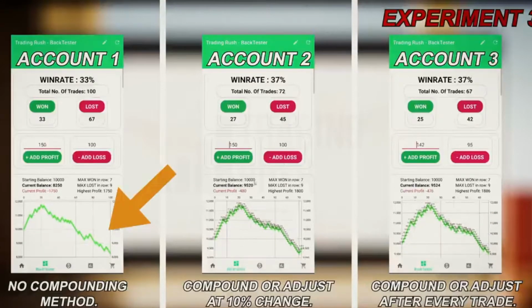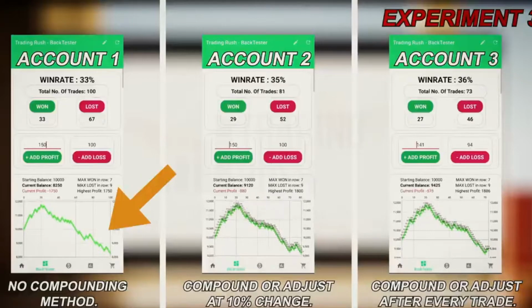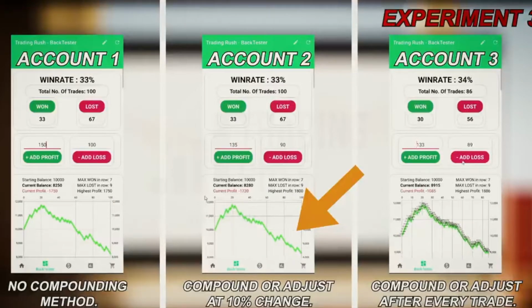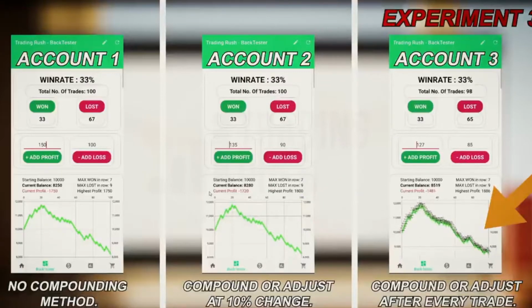The account with no adjustment method made the highest amount of loss. The account that compounded and adjusted the position size at 10% change had a slightly lower loss. And the account that compounded and adjusted the position size after every trade had the lowest amount of loss.